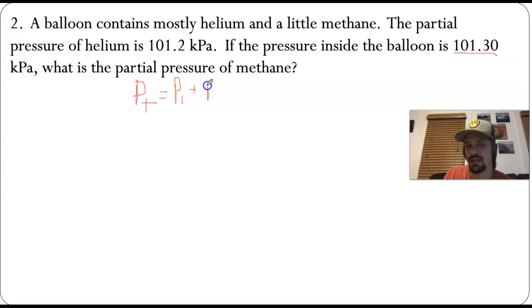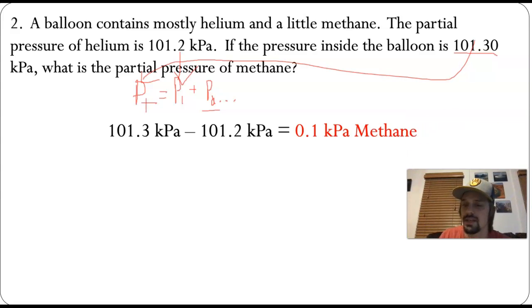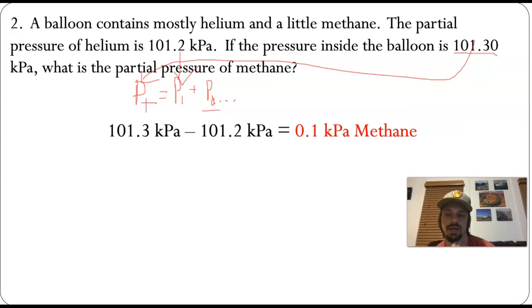So, in this case, I'm using Dalton's law of partial pressure. Okay? That's an ugly 2, but we can see it. This is my total pressure, so this goes here. Okay? This is the partial pressure of helium. What is that missing piece? 101.2 plus what equals 101.3? Well, how do I get that? I subtract. That missing piece is 0.1 kilopascals methane.